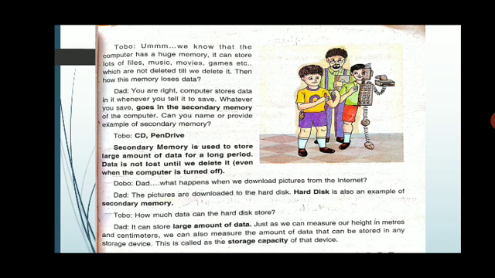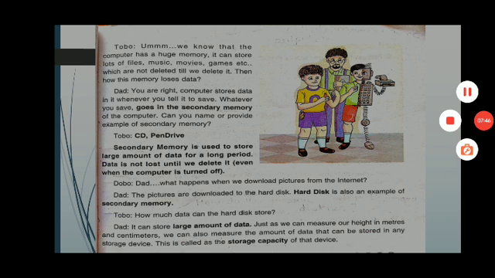And Dobo says, "Dad, what happens when we download a picture from the internet?" Then Dad says the picture is downloaded to the hard disk. The hard disk is also an example of secondary memory. Then Tobo says, "How much data can the hard disk store?" Then Dad said, "It can store a large amount of data. Just as we measure our height in meters and centimeters, we can also measure the amount of data that can be stored in any storage device. This is called the storage capacity of that device."